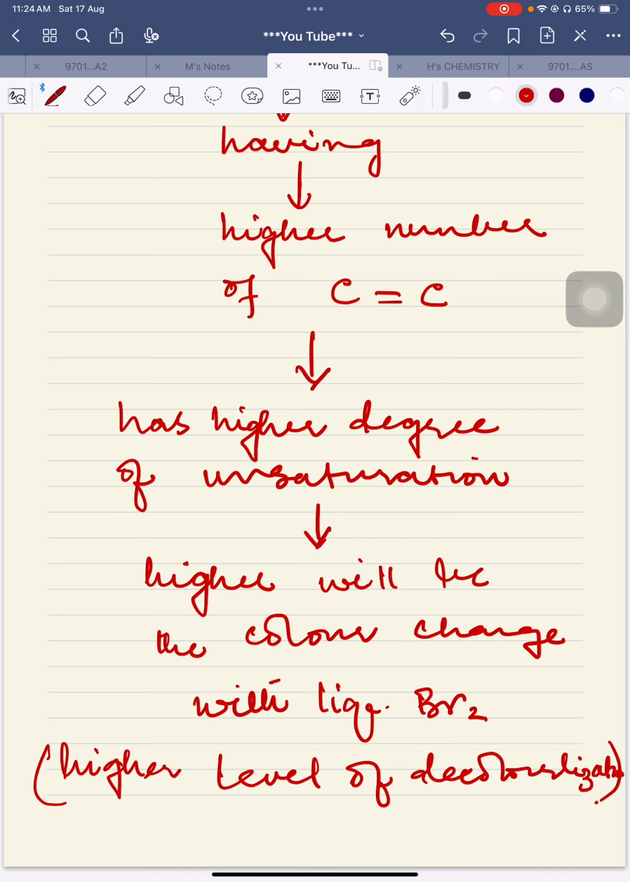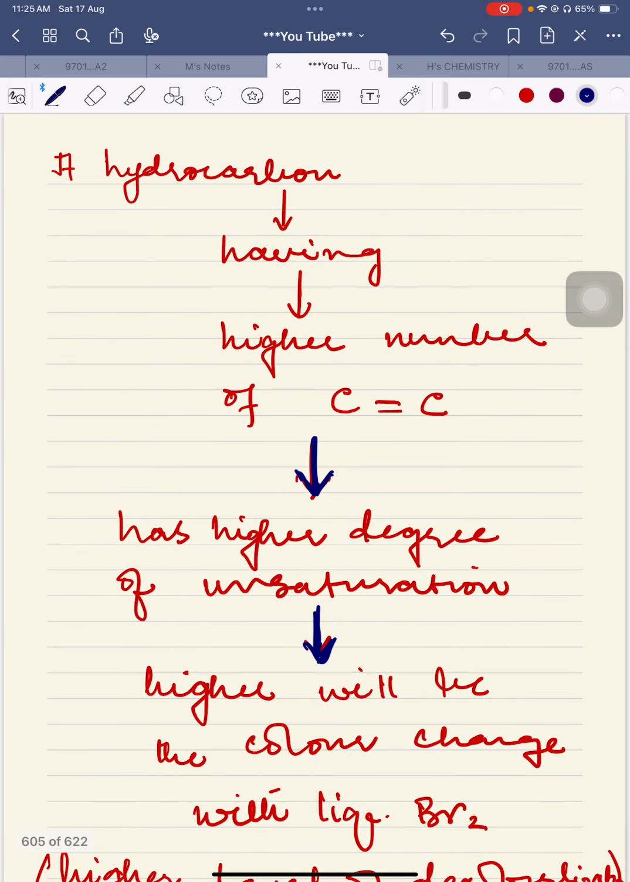These are the points which you should keep in your mind: what the color change is and how the degree of unsaturation is affecting the color change. The higher the degree of unsaturation, the higher the color change. The lesser the degree of unsaturation, the lesser the color change. No unsaturation, no color change. This is how we can tell about the color change.